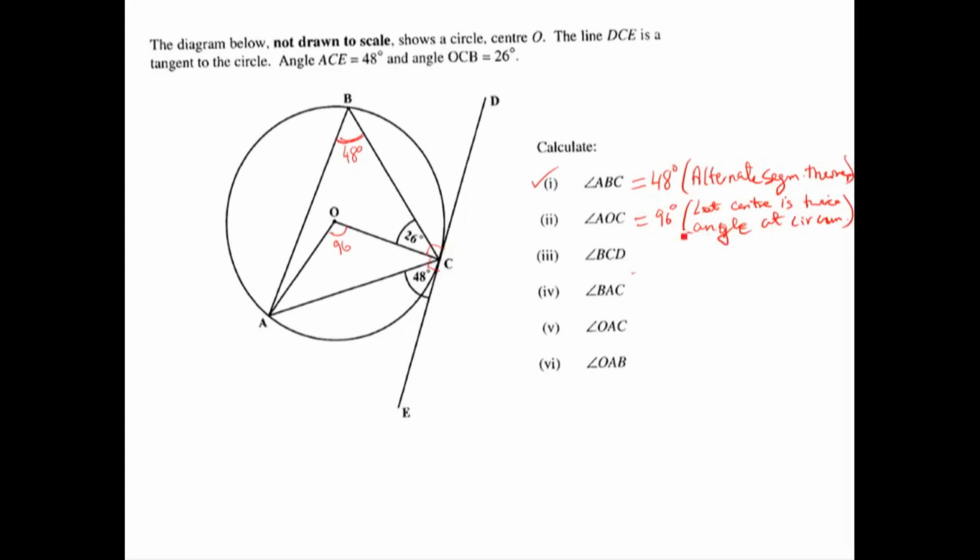Okay, so angle AOC is twice the angle ABC. Angle at center, twice angle at circumference.